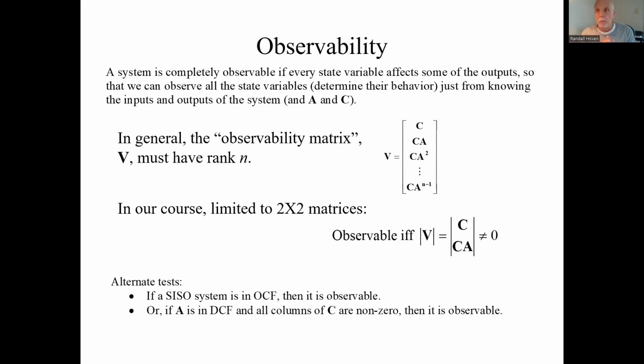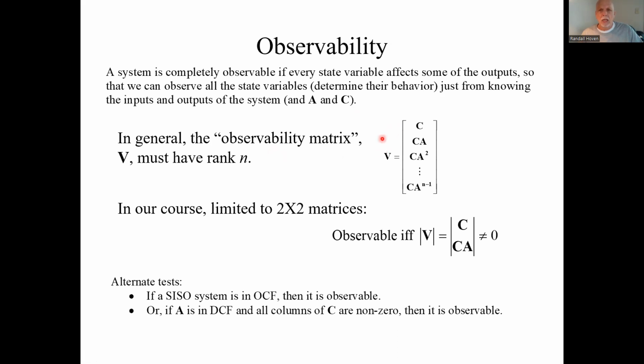Now, the other thing, observability. In words, a system is completely observable if every state variable affects some of the outputs. So we can observe all the state variables just from knowing the inputs and outputs of the system. It's kind of a long-winded definition. Think about it: you can determine all the state variables if you know the inputs and outputs of the system.